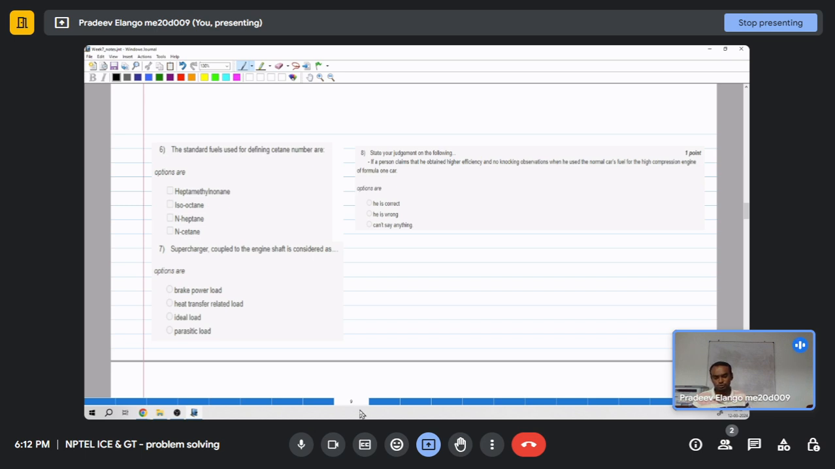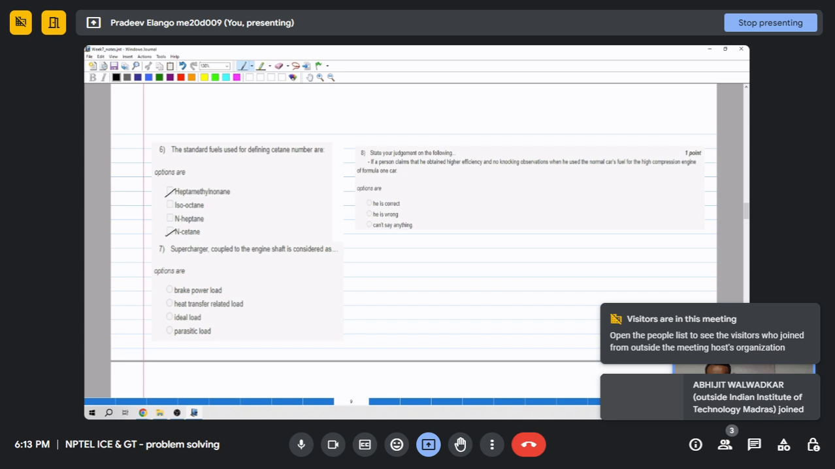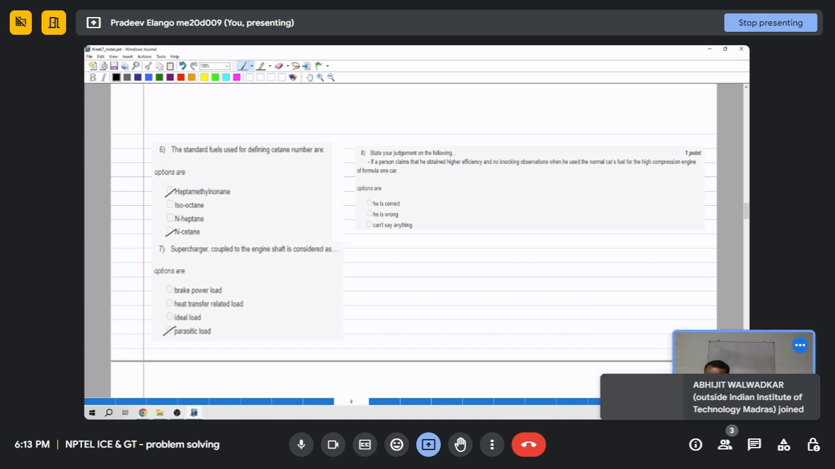The standard fuels used for defining the cetane number are N-heptane and... sorry, it is N-cetane (N-C16) and heptamethylnonane. Supercharger coupled with the engine shaft is considered brake power load, heat transfer load, related load, ideal load, or parasitic load. So supercharger is considered as a parasitic load.